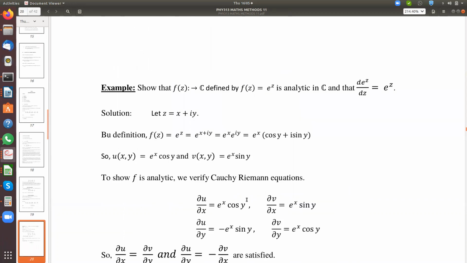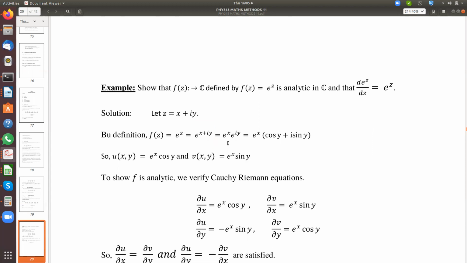Now let's look at an example. This example says, show that f of z, which is defined by this, is analytic in Z, and that d e^z dz is equal to e^z. Now, we know that z here is a complex number which can be written in this form. So z is equal to x plus iy. So by definition, f of z, where you see z in this expression, you replace it with this, then we have this. If you use the law of exponents on this, because we have a plus here, it will be multiplication, e^x times e^(iy).